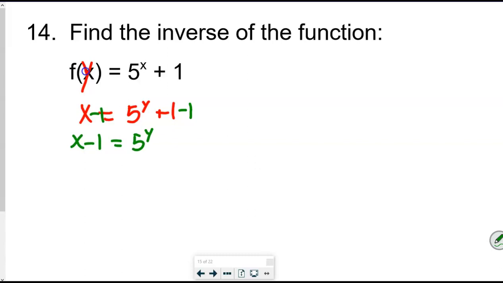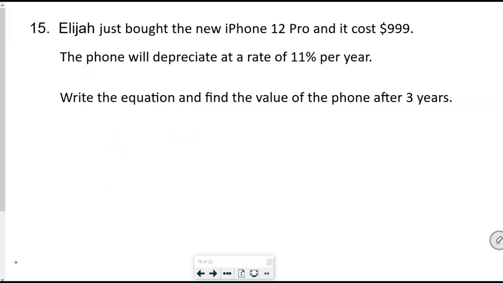Now we're going to put it in logarithmic form. So there's our base. So it's going to be log base 5 of whatever's on the other side, in parentheses. So that's x minus 1. And this is going to be our inverse because that was all we had left over there was the y. So this says Elijah just bought a new iPhone 12 Pro and it cost $990. The phone will depreciate at a rate of 11% per year. Write the equation, find the value of the phone after 3 years.